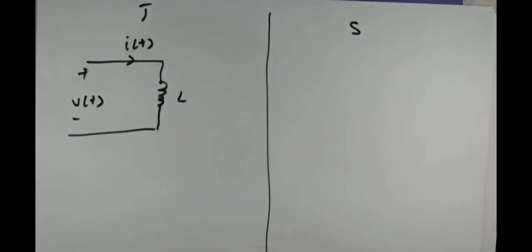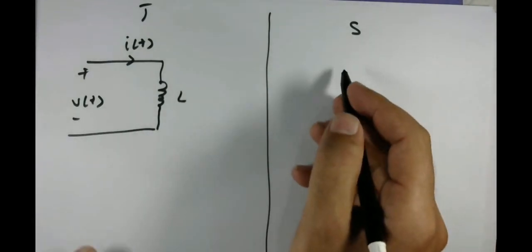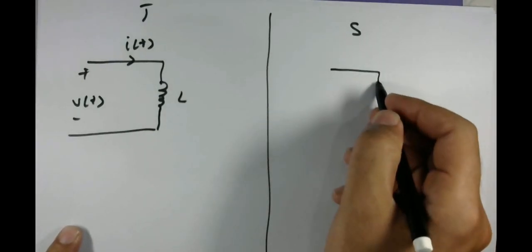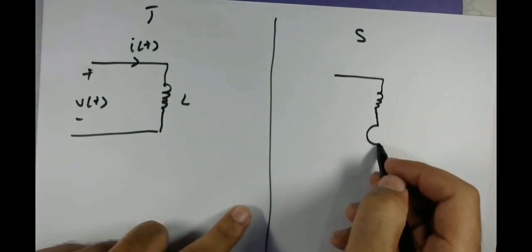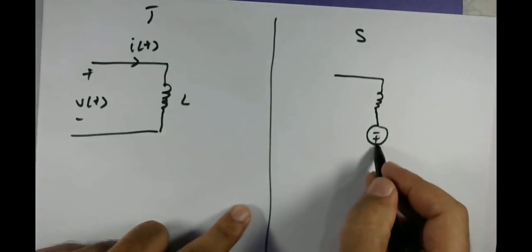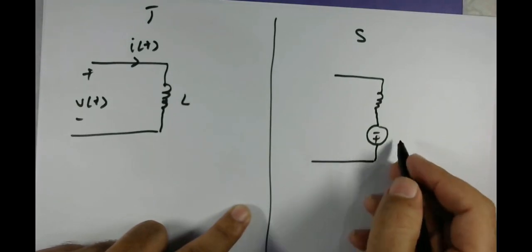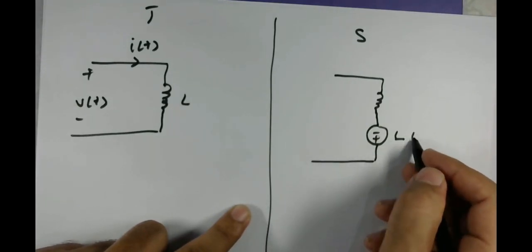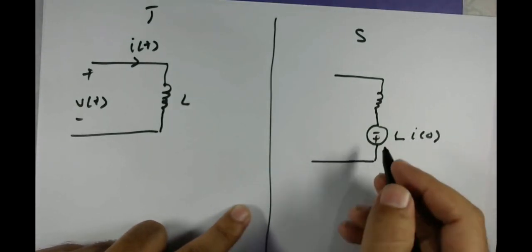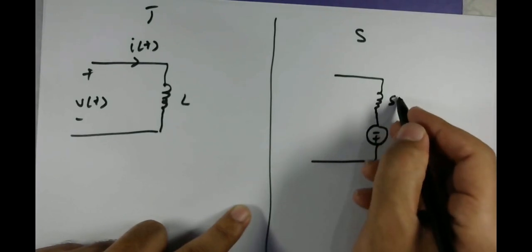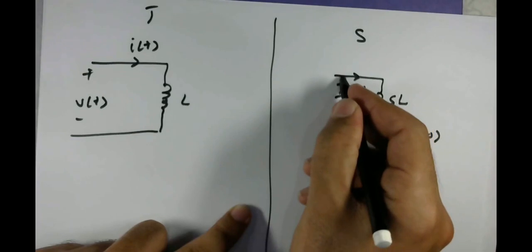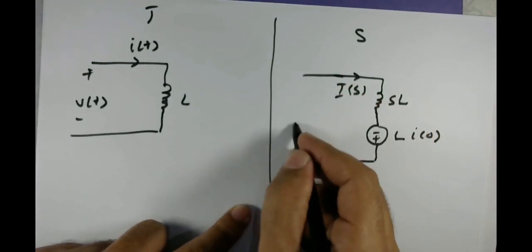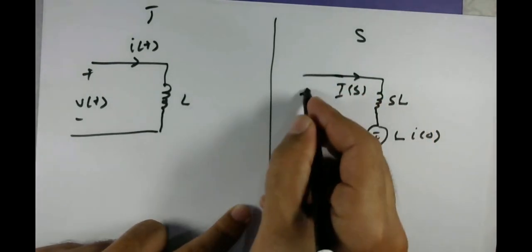For equation 7, your circuit diagram will look like this. You have an inductor, LS, and a voltage source whose value is L I of 0. This is your I of S, and this is your V of S.